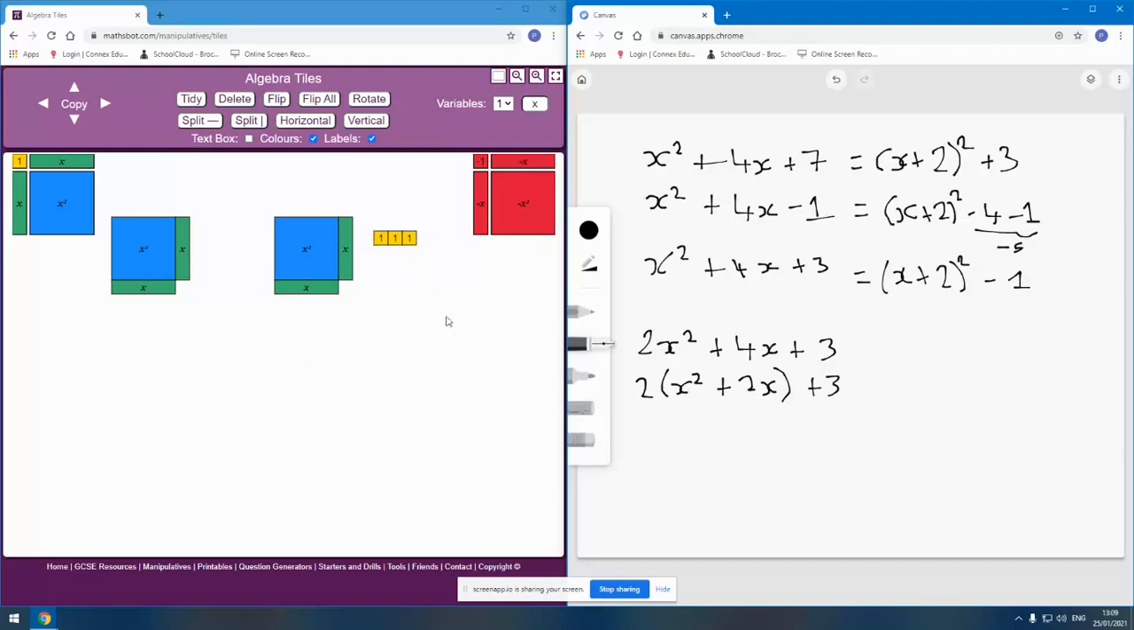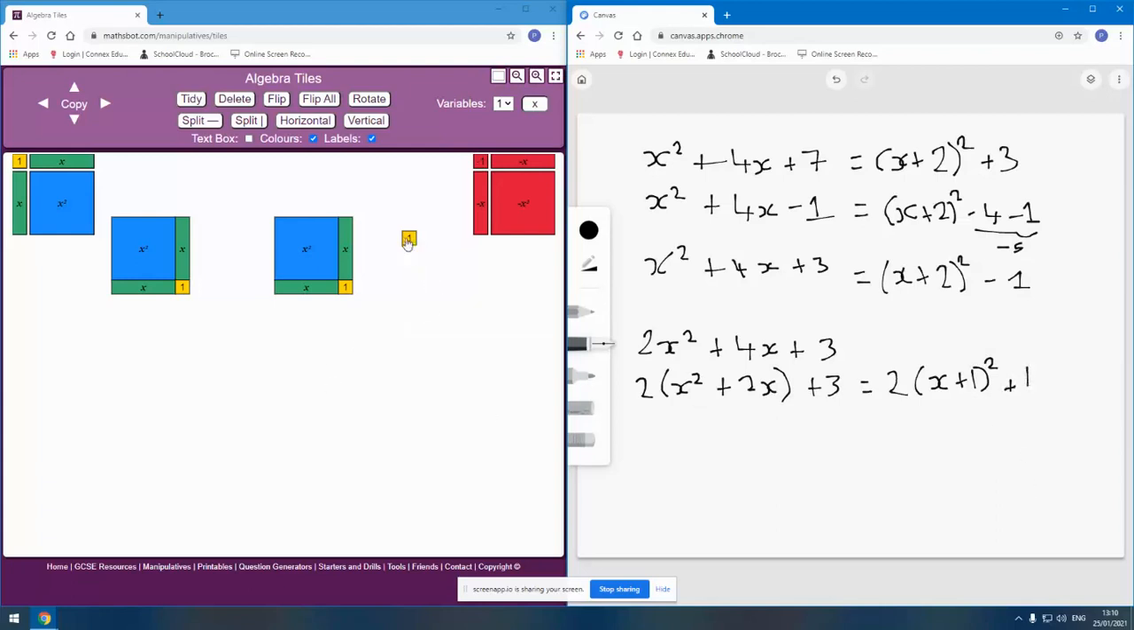I could just leave my 3 separately and say, right, okay, well, what's going to happen now is I'm going to put 1 of my 1's in there and 1 of my 1's in here. So what I have now is I have 2 complete x plus 1 squares, and I have an extra 1 tile.